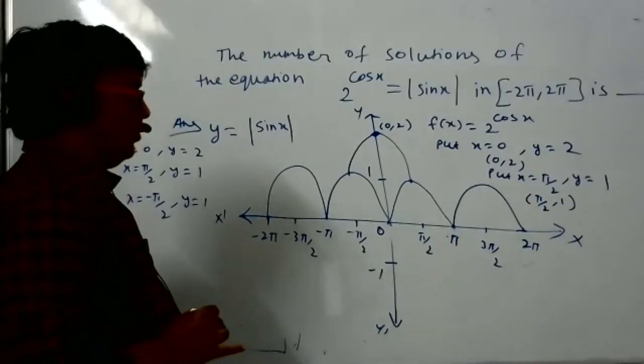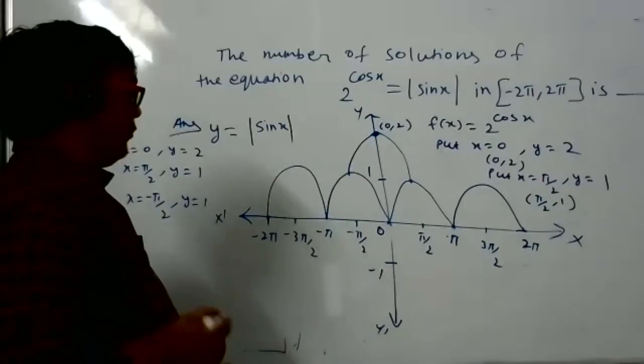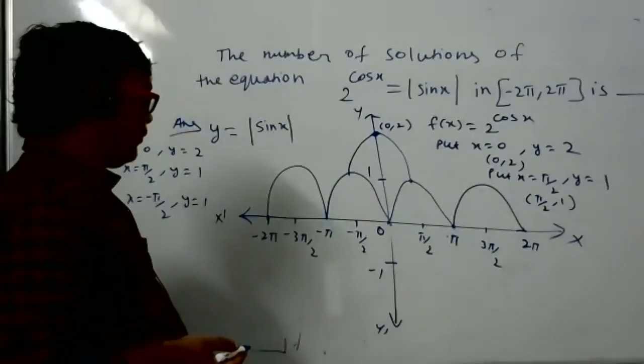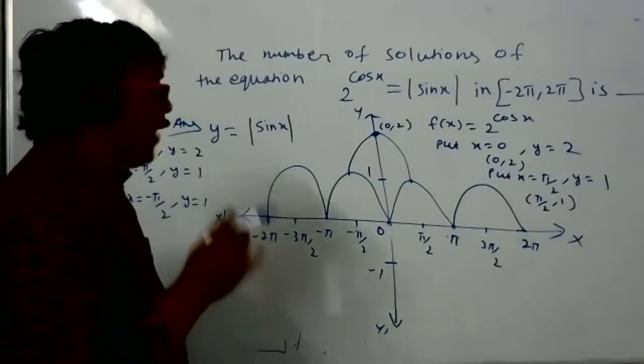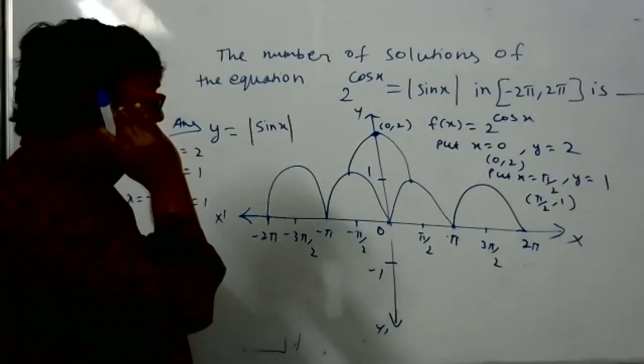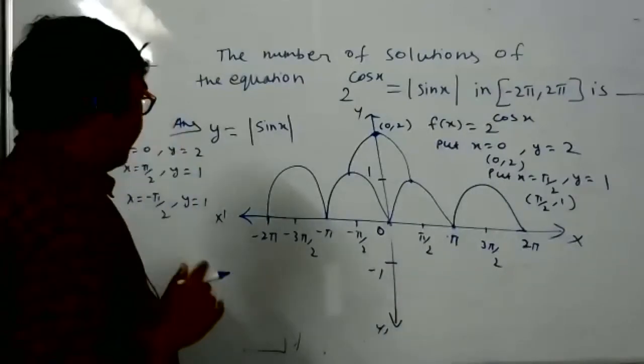Sorry, sir, 3 pi by 2. But we are not getting 8 as the answer now. Sir, put the value pi, sir, you will get minus 2. Sorry, value pi, 0.5. Pi means 0.5. Very good.